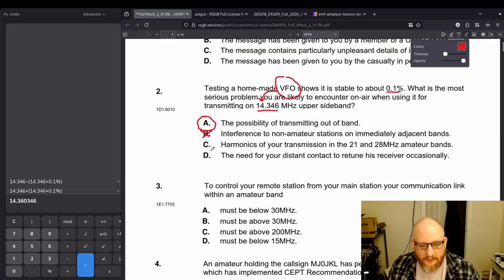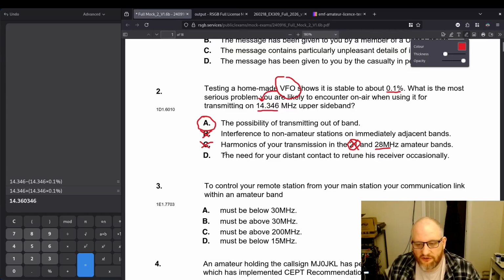C, harmonics of your transmission in the 21 and 28 MHz amateur bands. Well, it's kind of expected that amateurs are going to generate some harmonics. That's one of the main reasons that the amateur bands are harmonically aligned. However, this answer rather definitely is wrong, because 21 MHz is not a harmonic of 14, so that doesn't make sense. But maybe make a case for 28 as a second harmonic. You're not going to see a ton of output there unless there's something seriously wrong with your transceiver. So we can scrub that answer out as well.